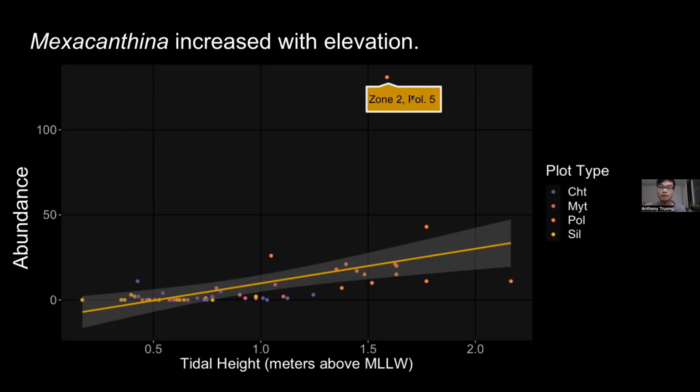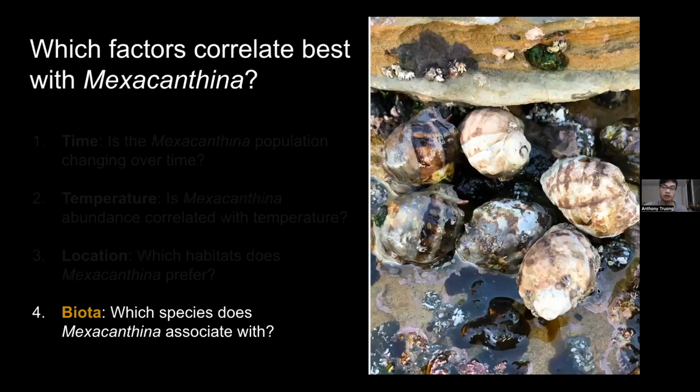And then we did have a bit of an outlier. That's zone 2 Polycipes plot 5. That coincidentally is the plot that I showed previously with those 20 plus whelks in it. So that answers some of our questions about location.